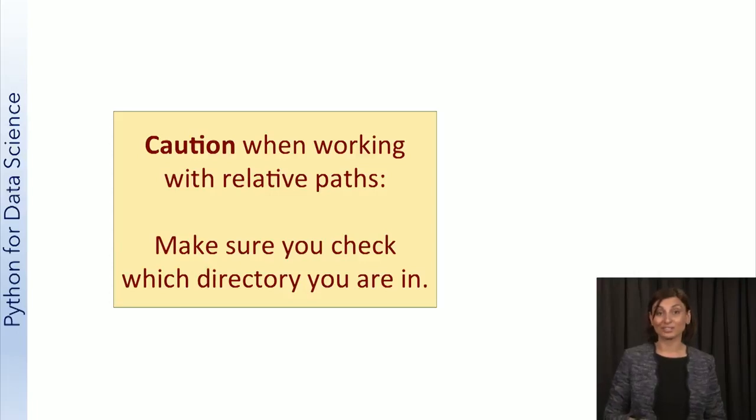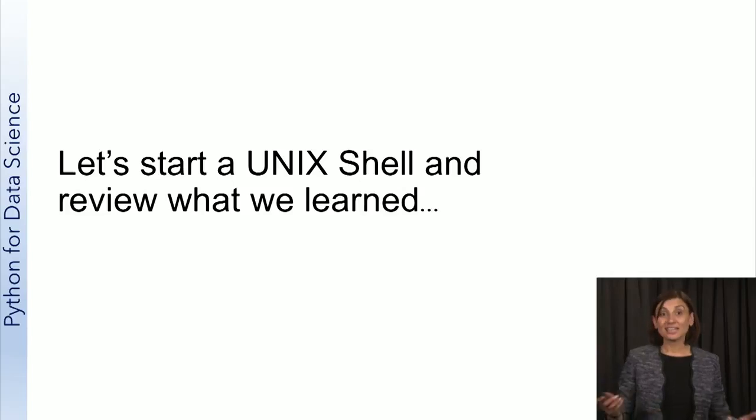Here's a word of caution when you work with relative paths. You need to check which directory you're in, or when you use a relative path within a running program, which directory that program will run in. Otherwise, you will have errors related to the paths. A good Unix command to check the directory is called pwd. It stands for print working directory. Let's start a Unix shell and review what we learned.